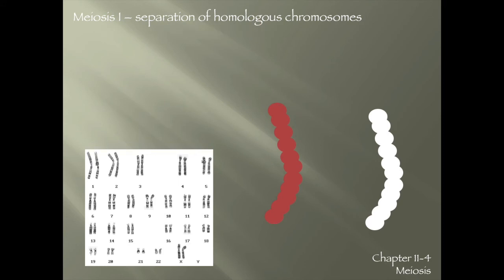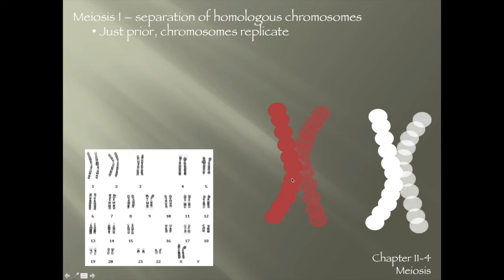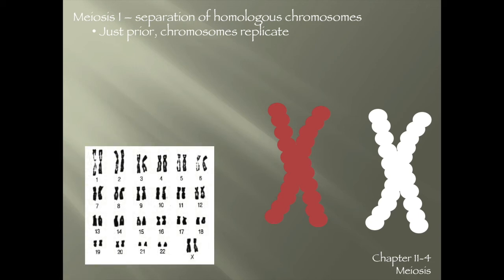So I have my little picture here, maroon and white, if you will. We're going to pretend that these guys are homologous. But one of the clever things that happens just prior to that is the chromosomes do replicate. So we create what are called chromatids. They're attached to the centromere, much like we see in mitosis. So the chromosomes are going to replicate. Albeit this picture is not as good, it does show that the chromosomes do replicate.